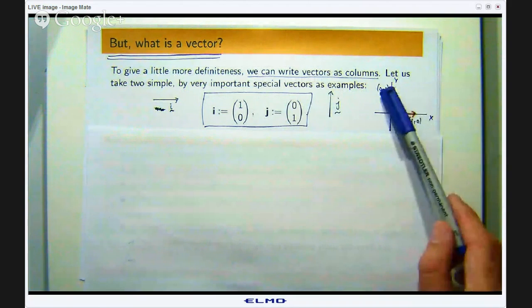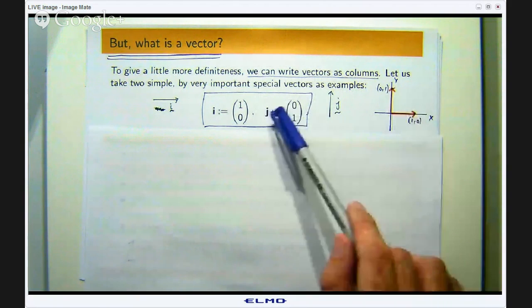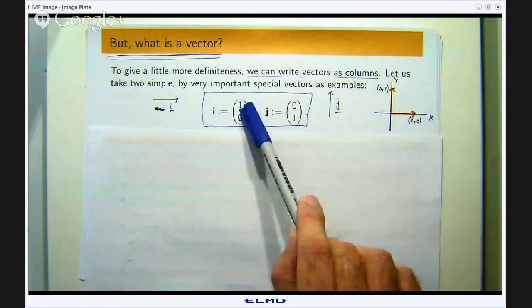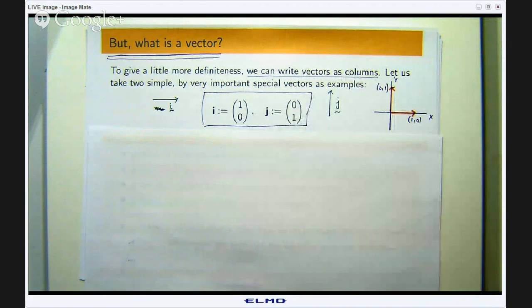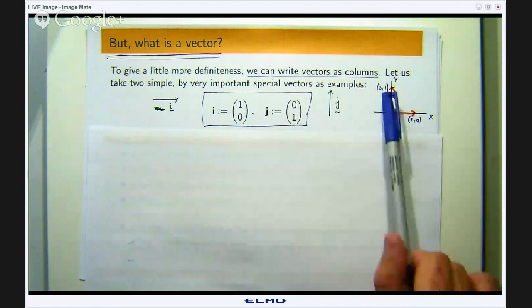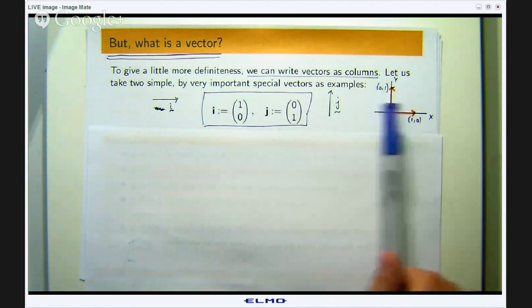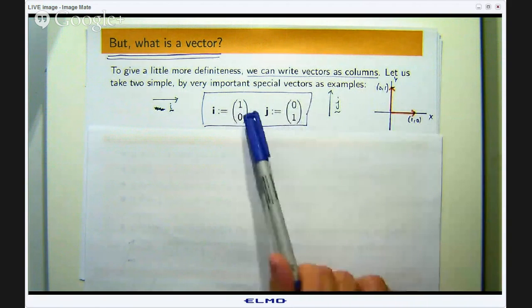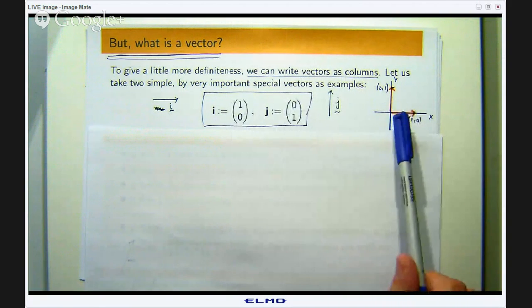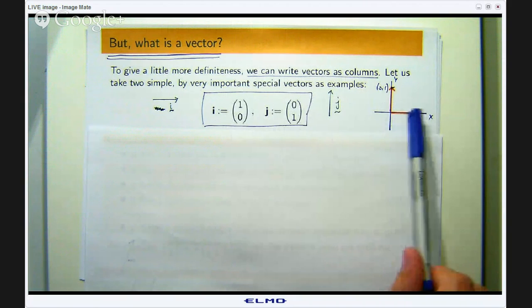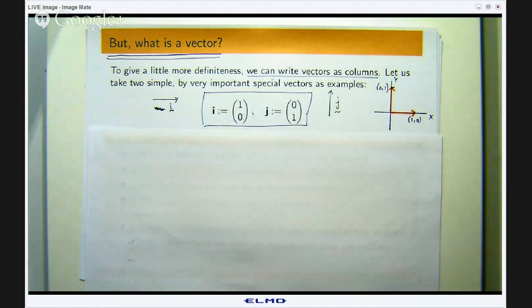Now, if we write those as columns, this would go to this, and this would go to this. Okay? Now, these are points, so we write them as an ordered pair. These are columns. So by writing these as columns, we're representing the vector from the origin to the points associated with (1, 0) and (0, 1). Okay? So these two special vectors, the I vector and the J vector, are going to be very important in our discussion and introduction to vectors.